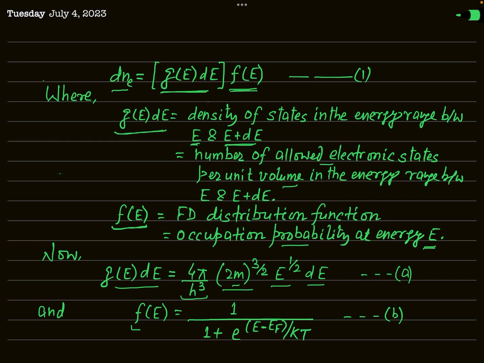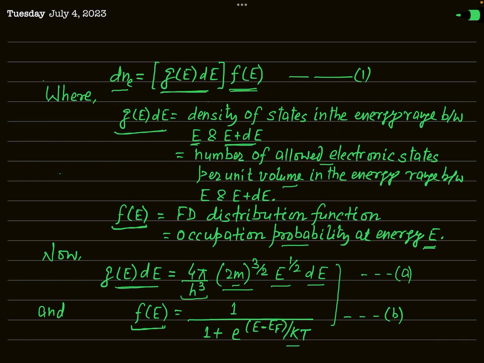And the expression for this distribution function f(E) is well known, and this is 1 over 1 plus e to the power (E minus E_F) divided by kT. Where you know this E_F is the well-known Fermi energy, or Fermi level you can also say. So these are the expressions for these two quantities, that is density of states g(E) dE and the distribution function f(E), or occupation probability f(E).